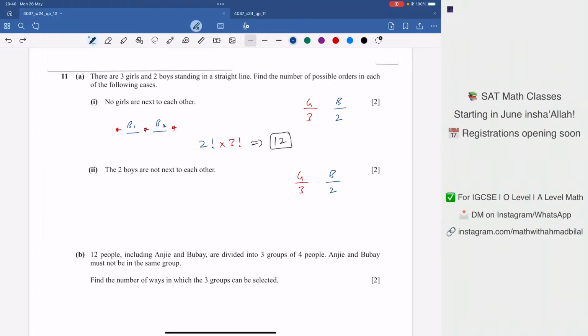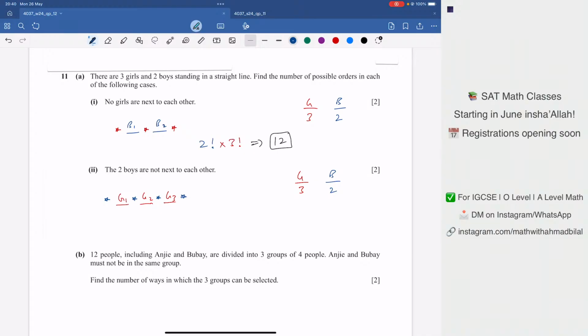So we start with girls and we represent girls with dashes. So we've got 3 dashes for girls, 1, 2, and 3. So the 3 girls can be placed in these 3 dashes, G1, G2, G3. And in the gaps between them, we place those boys. How many gaps do we have? 1, 2, 3, and 4.